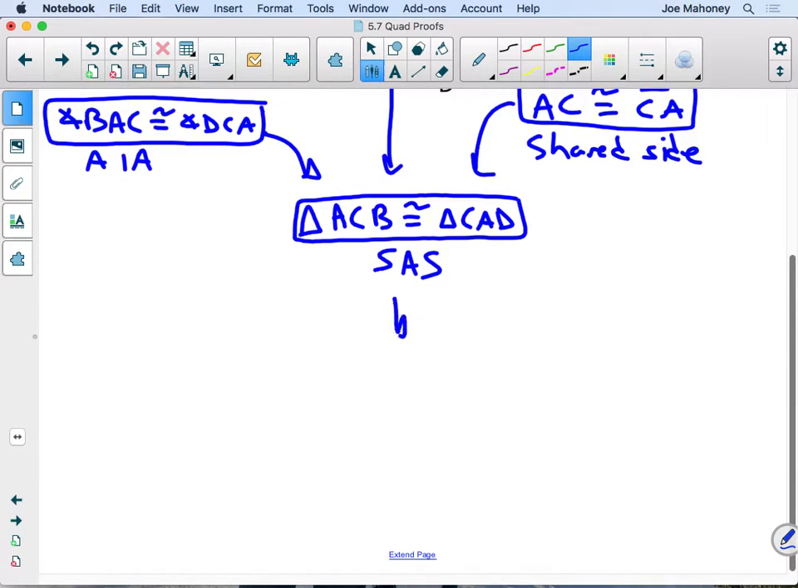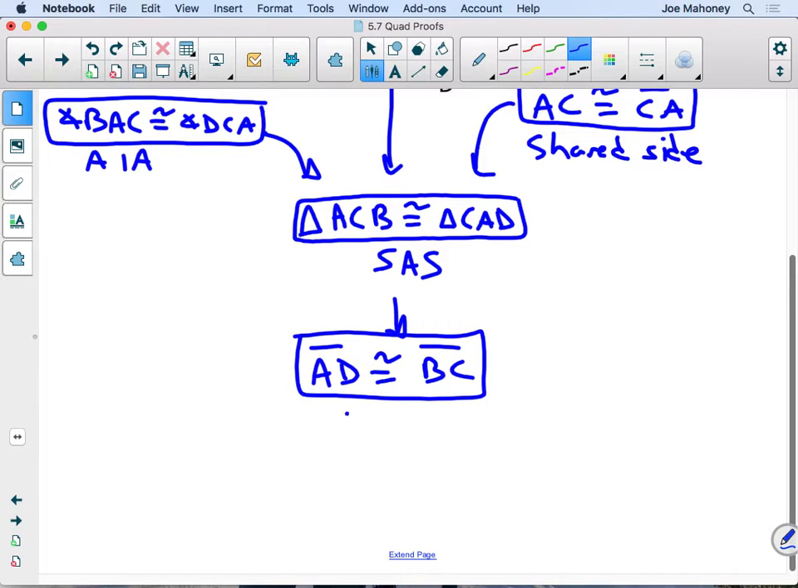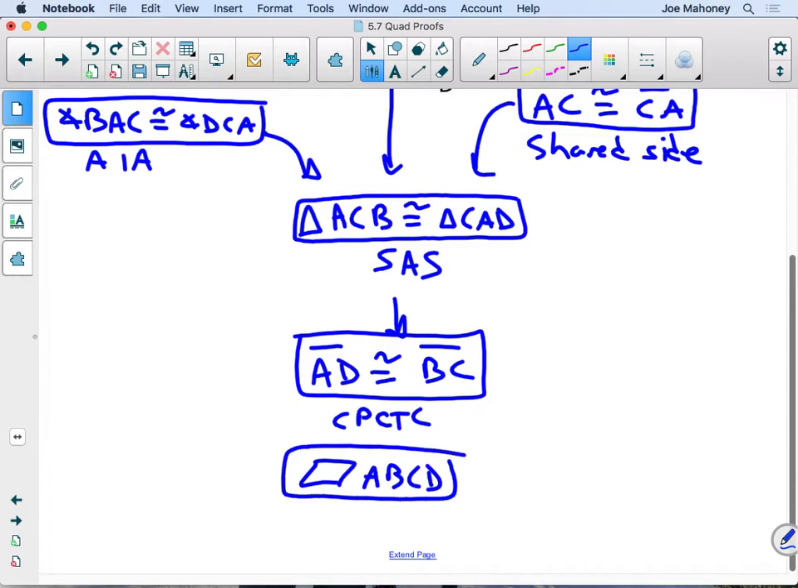So from here, let's say that side AD is congruent to side BC. And that's going to be by CPCTC. And then I'll say that we have a parallelogram because we have opposite sides congruent.